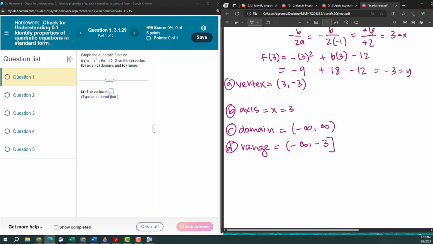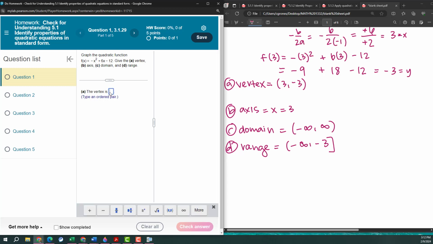Alright, so let's put everything in. Our vertex is going to be negative 3, oh, I'm sorry, positive 3, -3.